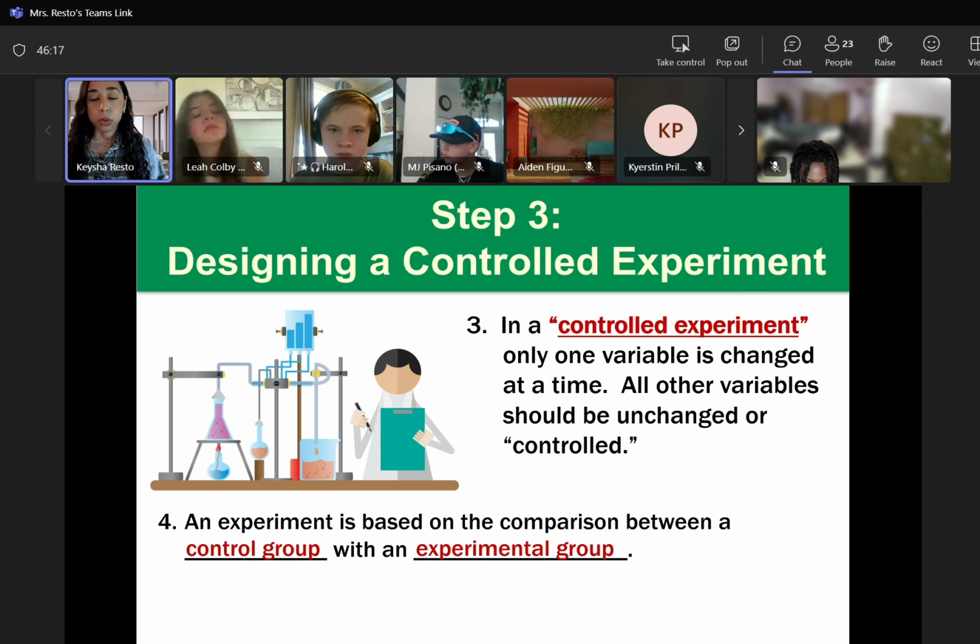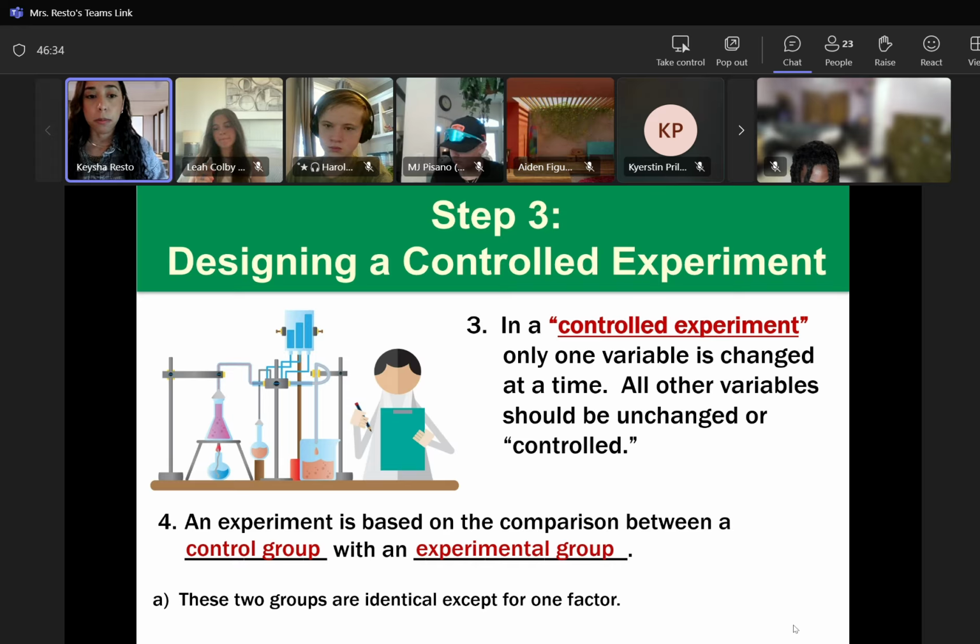Then you have a control and experimental group, right? The control is the one you use to compare. So that one doesn't receive the treatment. You leave it the same. And the experimental group is where you add the different types of liquids and you test it. And you're going to see that in your packet too. You're going to have to describe what your control group is and what your experimental group is.